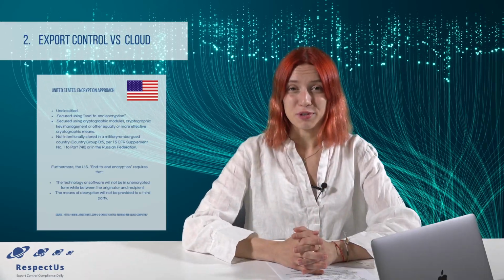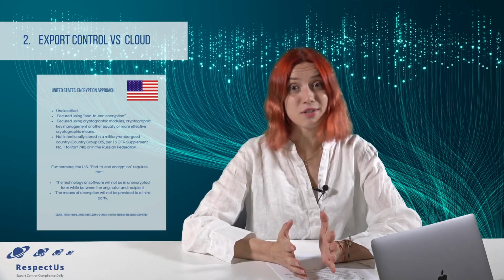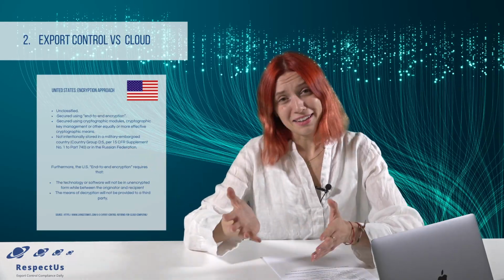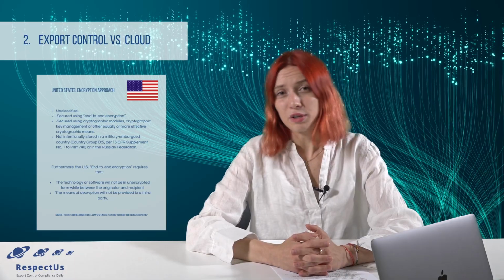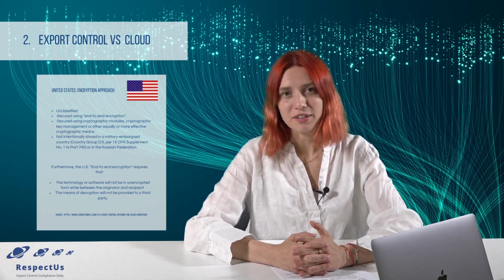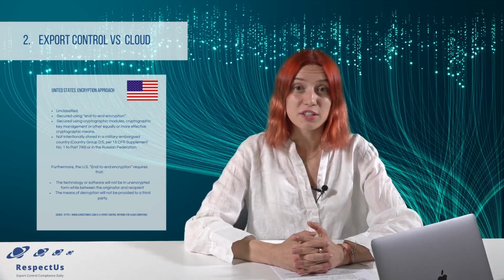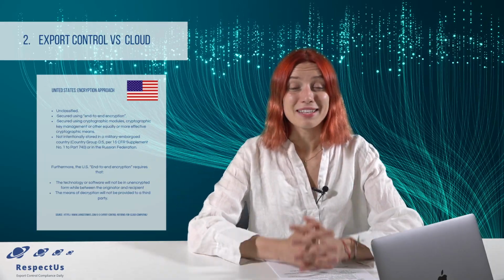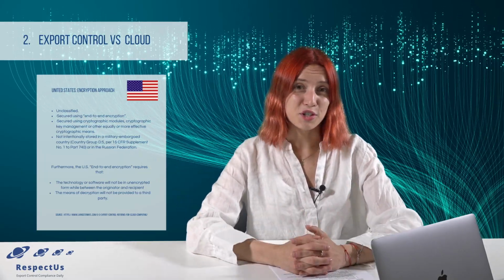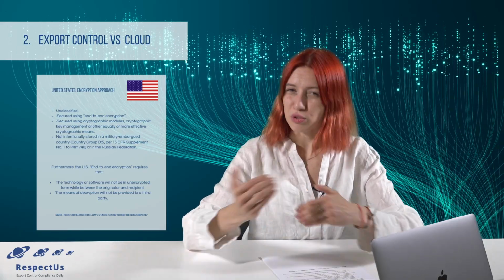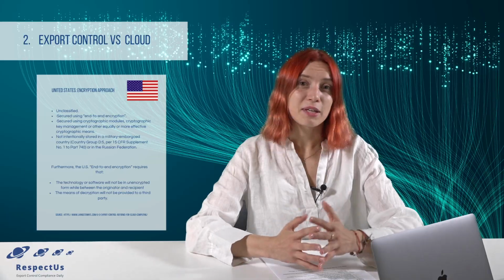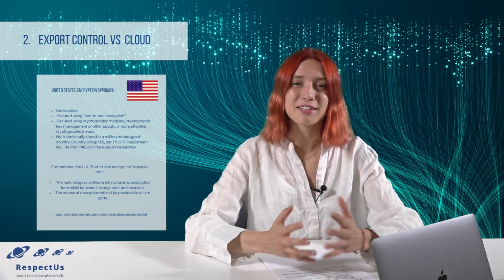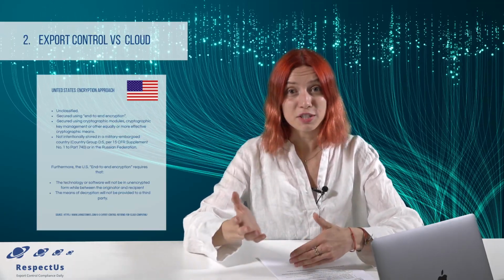It is possible to export software or technology through the cloud without a license, if a number of criteria are satisfied. So, if the information is unclassified, secured using end-to-end encryption or cryptographic modules or cryptographic key management or other means, and not intentionally stored in a military embargoed country. Furthermore, as you can see here, the US end-to-end encryption requires that the technology will not be in unencrypted form while between the originator and the recipient, and the means of decryption will not be provided to a third party. Note, however, that these are rules for dual-use items. Rules for military technology might be different.